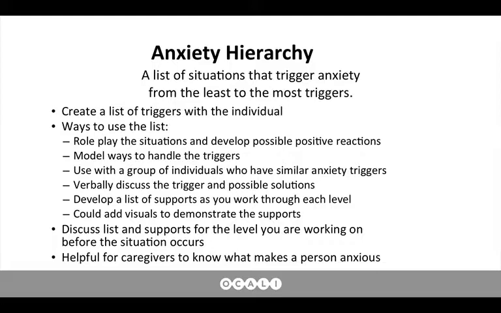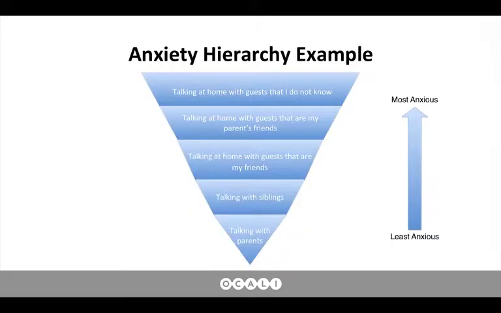Or maybe someone does better with pictures rather than just words. So making a picture listing including pictures of possible solutions would be the ticket. Anxiety hierarchies are used before a situation rather than when the person is already anxious. The list can be helpful for caregivers so they know when panic may set in and they can have the supports ready to go. This is an example of an anxiety hierarchy.